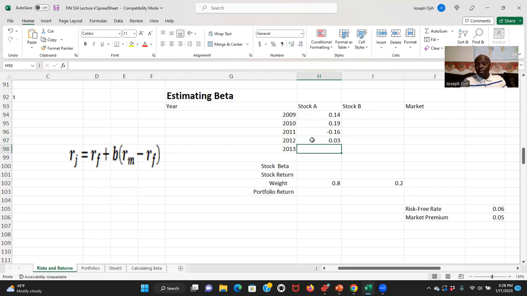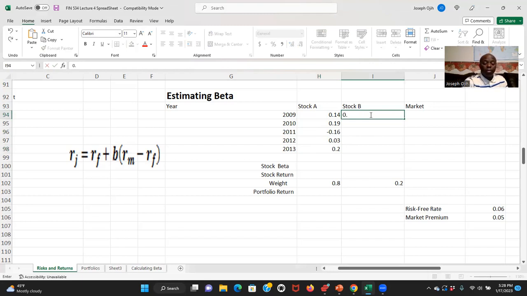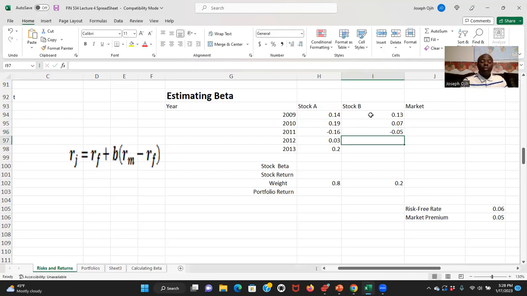I wrote it on paper here, so that's why I'm typing in the numbers. The other one is 20%, which is 0.20. Now for stock B, I have 13%, which is 0.13. 7% is 0.07. Negative 5% is negative 0.05. 1% is 0.01. As a decimal, it simplifies the calculations. That's why I'm putting it in decimal form. Afterward I can change them back to percent.